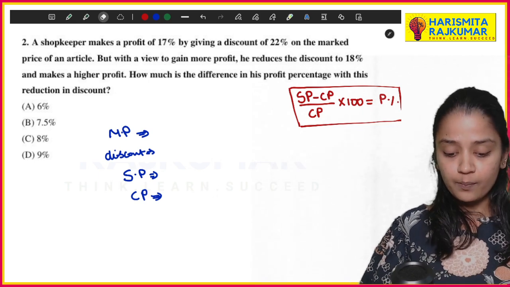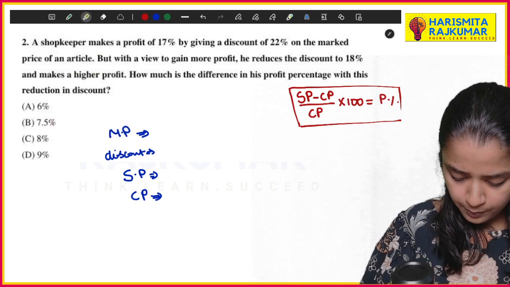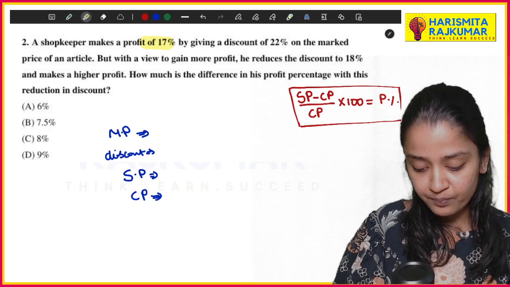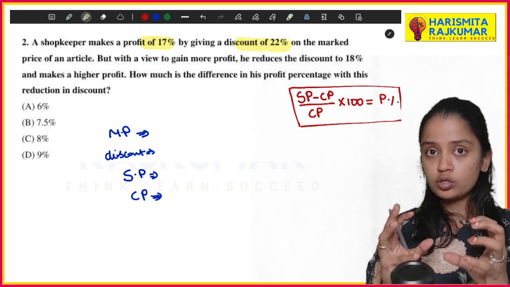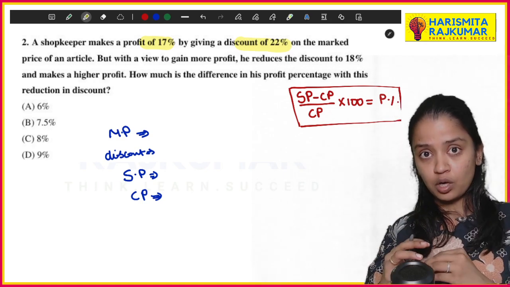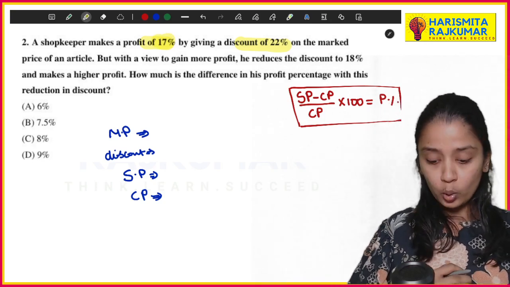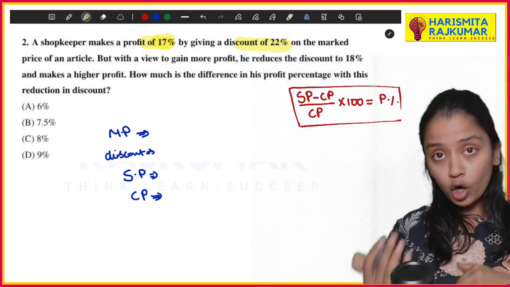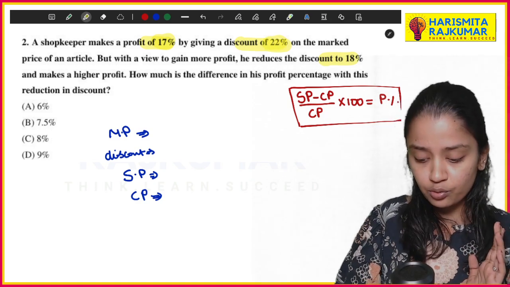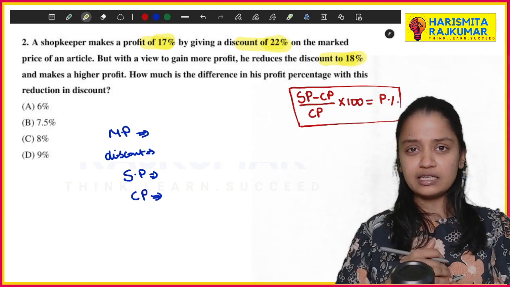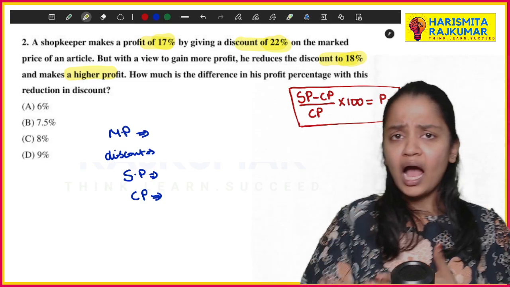A shopkeeper makes a profit of 17% by giving a discount of 22%. So there is an amount, from which he gave a 22% discount, so that he got a 17% profit. Now, in order to gain more profit, he reduces the discount from 22 to 18 and checks if he gets more profit, and he got a higher profit.